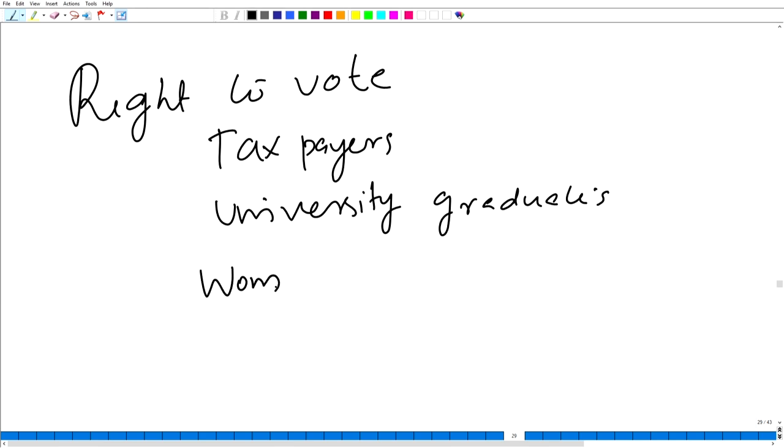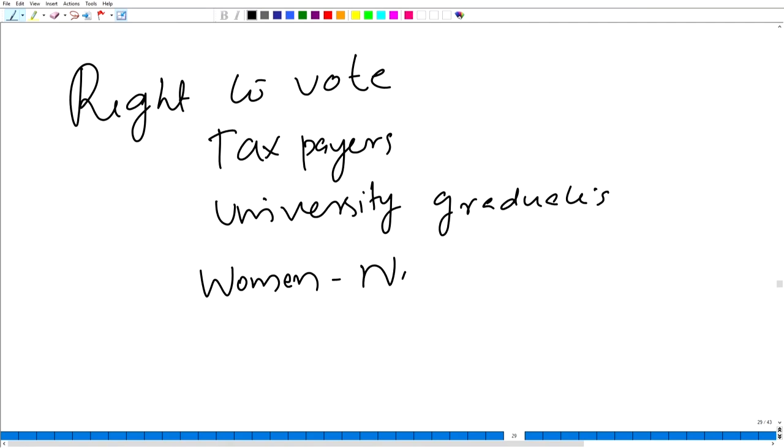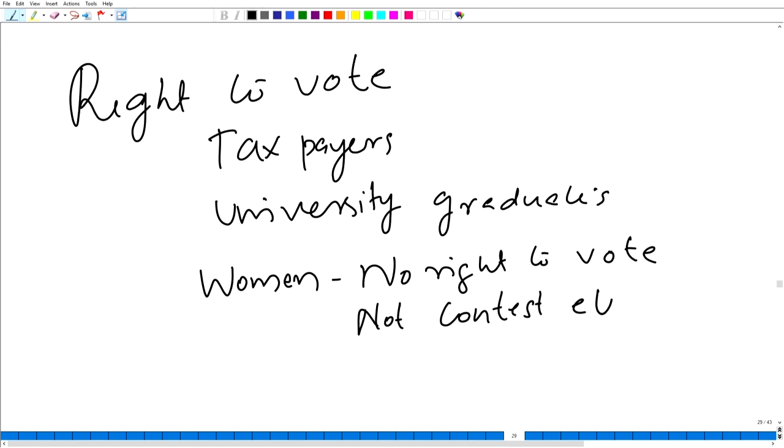Women, even though they were taxpayers or university graduates, were not allowed to contest the election nor had the right to vote. The right to vote was given only to taxpayers and university graduates. Women were not given the right to vote nor could they contest elections.